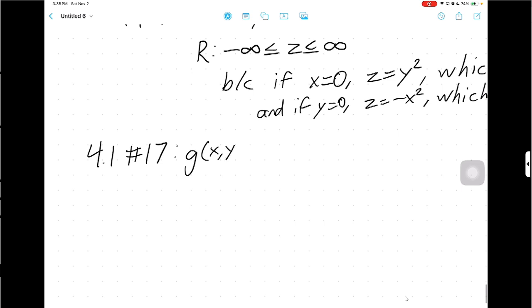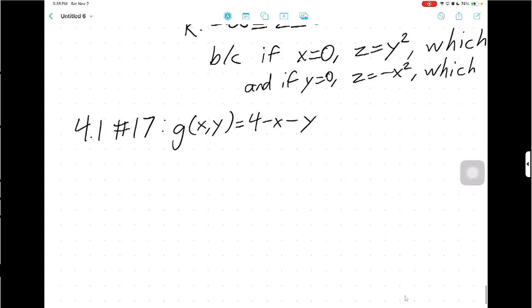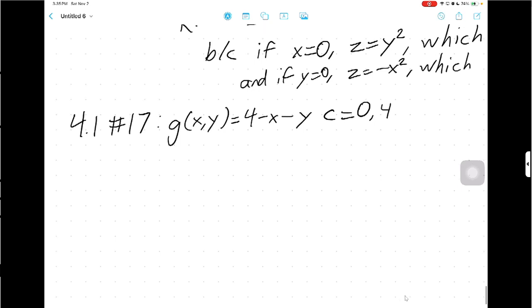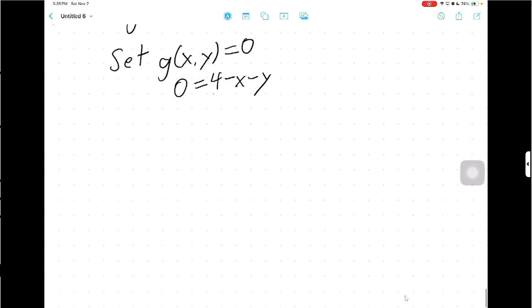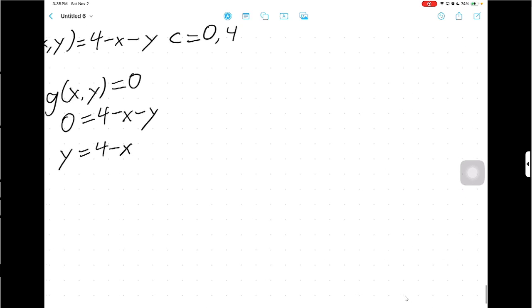G of xy is equal to 4 minus x minus y, and it says to find the level curves at the given c, which in this case is going to be 0 and 4. So first let's set g of xy equal to 0, so 0 is equal to 4 minus x minus y. Here I'm just going to move the y around, so I'm going to get y equals 4 minus x.